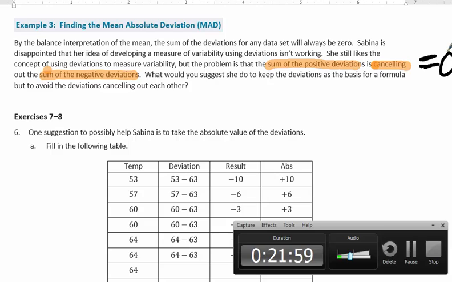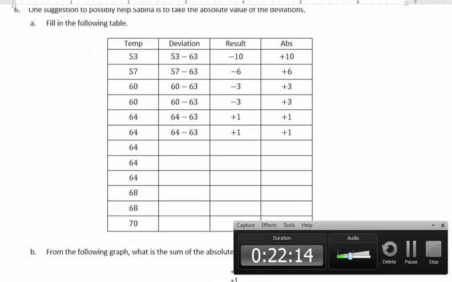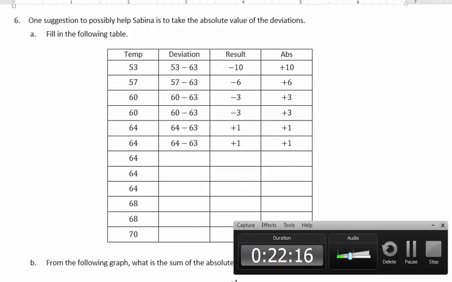So I've come up with an idea of what we can do so that the deviations do not cancel out each other. So what can I do again to make sure my deviations don't cancel each other out? Well, one suggestion is to take the absolute value of those deviations. So again, I'm just going to fill this chart in.